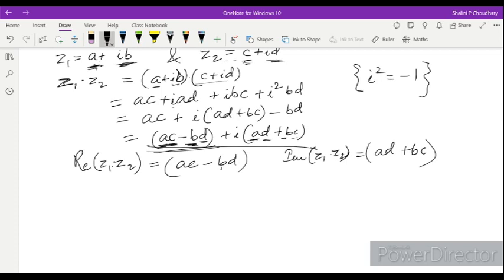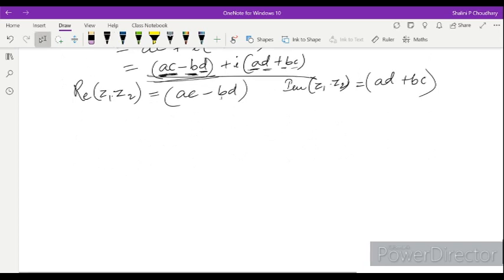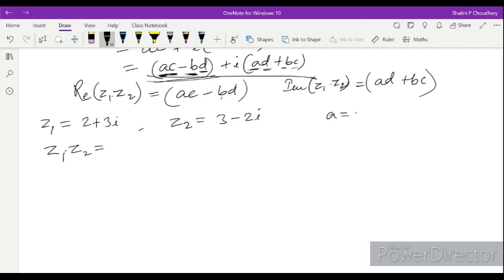We'll do one sum based on this concept. If two complex numbers are given, you have to find the product. z1 is equal to 2 plus 3i and z2 is equal to 3 minus 2i. Here d is equal to minus 2, not 2. So for z1 z2, a is equal to 2, b is equal to 3, c is equal to 3, and d is equal to minus 2.